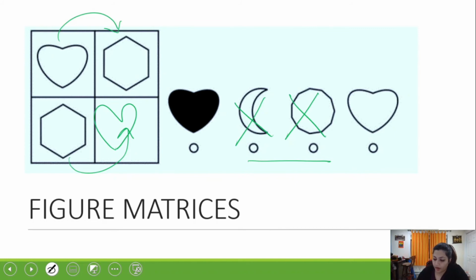We are left with two hearts, but what kind of a heart? A colored one or a non-colored one? With the second elimination process, we know we are looking for a non-colored one. So this one goes out of our choice, and then we are left with our answer. Pretty simple.